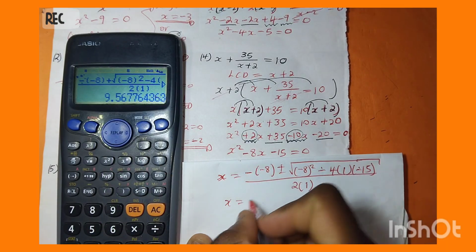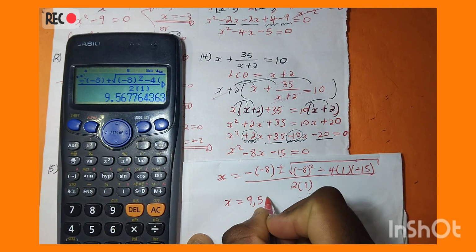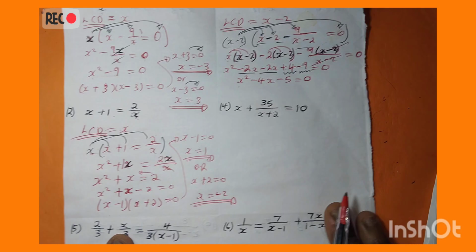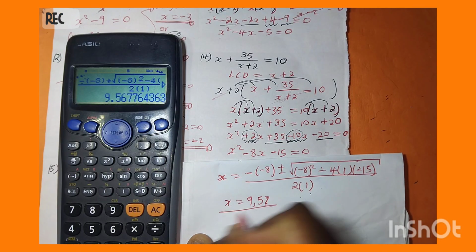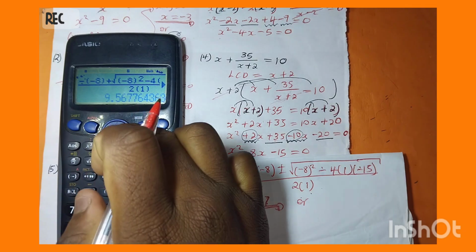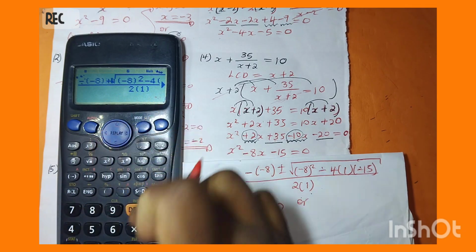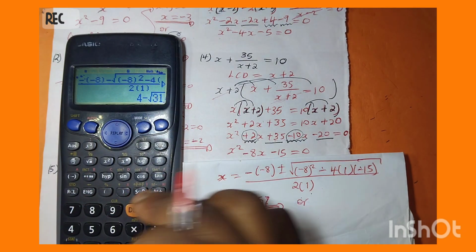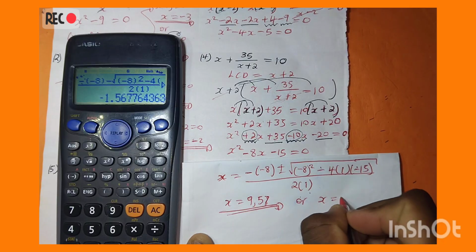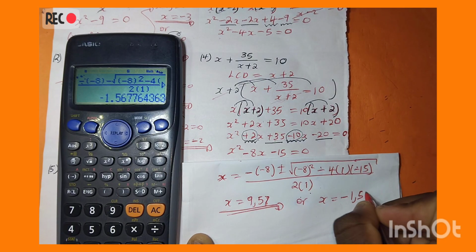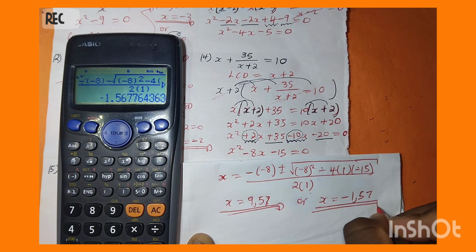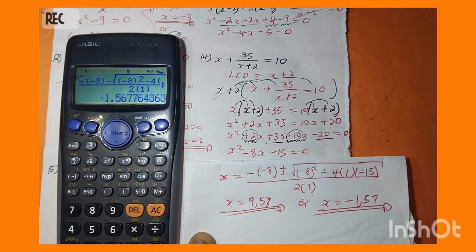In decimal form, it's this thing there. You round it off to 2 decimal places, which is 7 there. And say or, then you change this into negative. Meaning that now, a second answer is minus 1 and 7 there. These are your 2 answers that you got, guys.